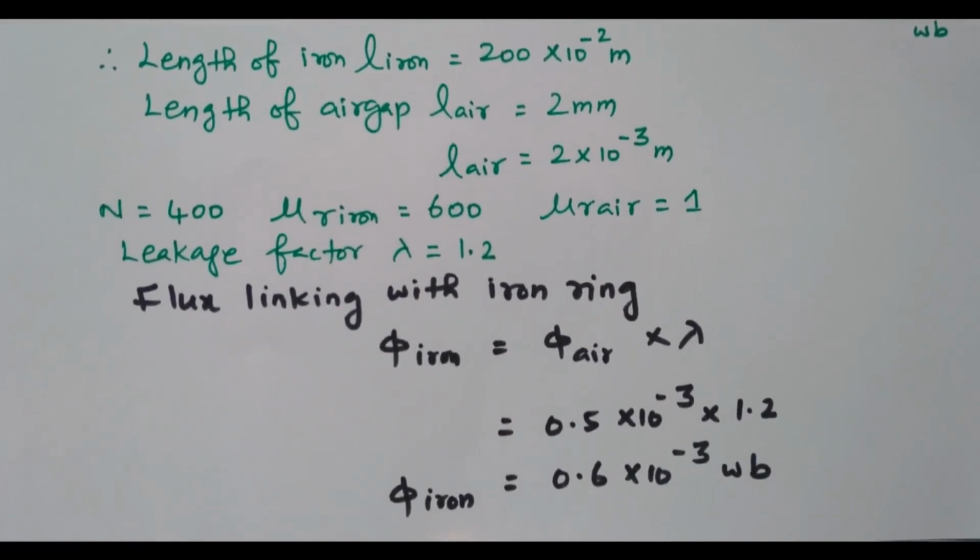First we will find the flux linking with the iron ring. Phi iron equals phi air into lambda. The formula is leakage coefficient equal to phi iron divided by phi air. From that, phi iron equals phi air into lambda, because we need to find the flux in the iron core. So that is 0.5 into 10 to the power minus 3 into 1.2. So the flux in the iron is 0.6 into 10 to the power minus 3 Weber. Now we will go to the current value.